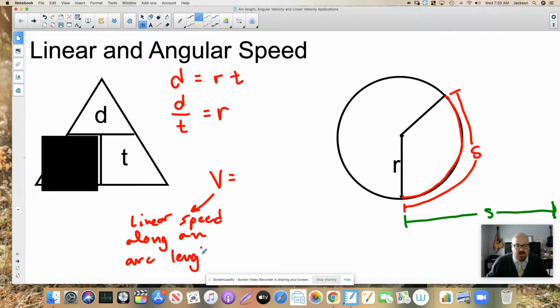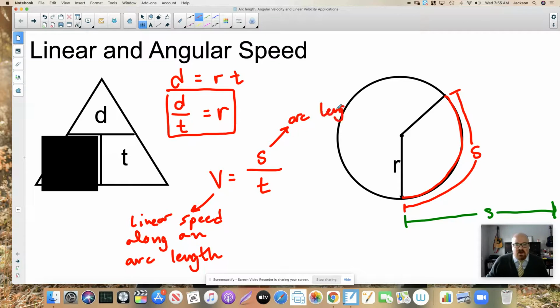Okay. So the speed is equal to, and here's the formula. It's still this formula, right? Rate equals distance over time, but instead of D for distance, we're going to use S for arc length. Okay. So if you want to call it a new formula, I mean, you can, but it's really just an old formula using new variables, specific to shapes that look like this. All right, so this is a formula that we can use.